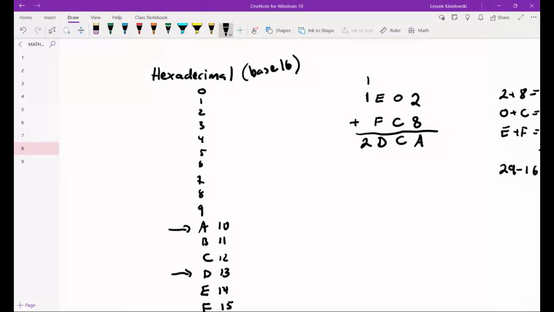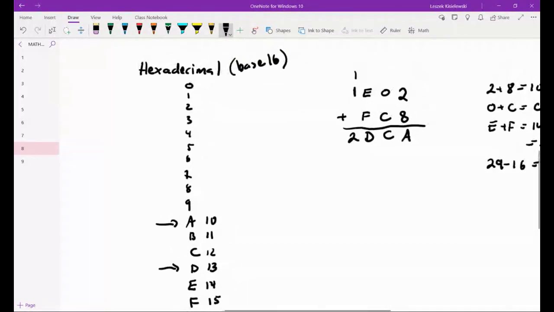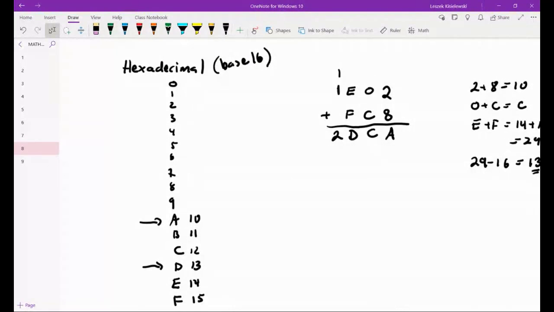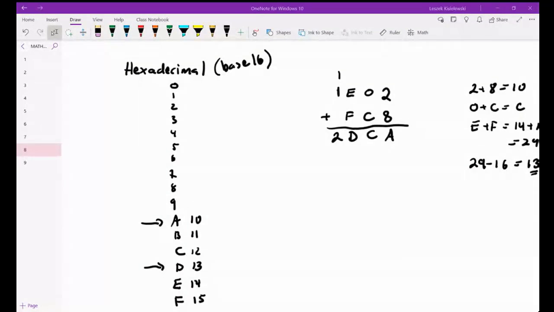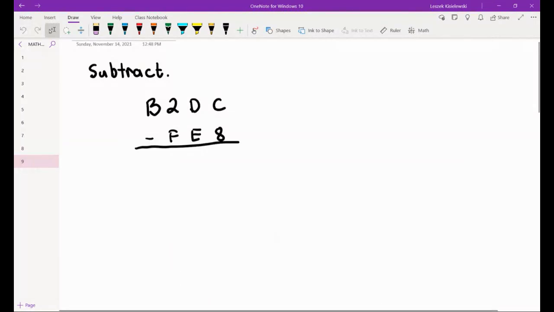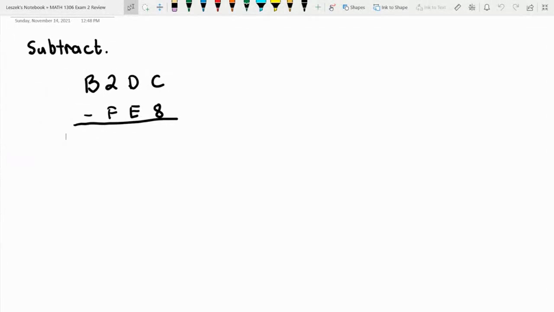Okay, so are there any questions about adding numbers in different bases? Okay. In which case we would want to go on to subtracting numbers in different bases. So I have one in hexadecimal, but maybe we should start with something else. Let's see. All right, let's subtract in base 3.